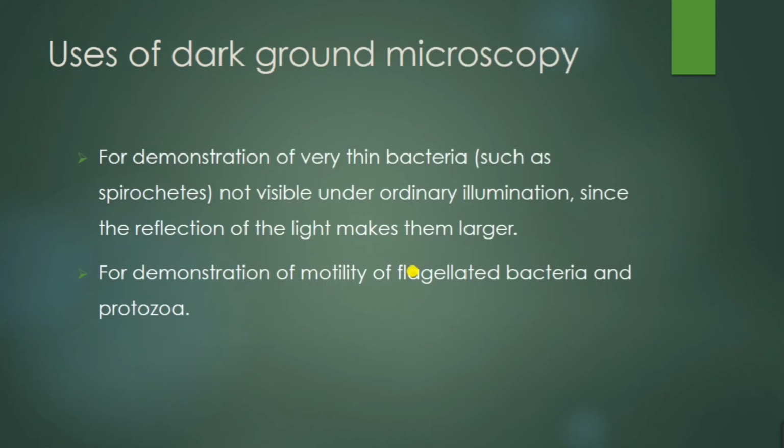So the uses of dark ground microscopy: this technique is not used in all laboratories. It is particularly used for the demonstration of very thin bacteria, so that thin bacteria can be appreciated clearly if we provide a dark background. For thin bacteria such as spirochetes, especially Treponema pallidum and Leptospira, which are not visible under ordinary illumination, the reflection of the light makes them larger. It is also used for the demonstration of motility of flagellated bacteria and protozoa.